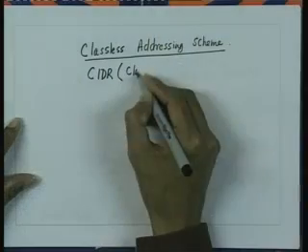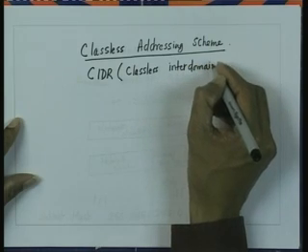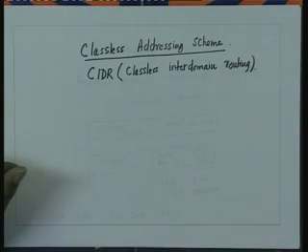So let us understand what the classless addressing scheme is, which is also called CIDR, classless interdomain routing. The basic idea of classless interdomain routing is very simple. Remember that in the classful addressing schemes, a fixed number of bits is used to represent the network number. That is 7 bits in class A, 14 bits in class B, and 21 bits in class C.